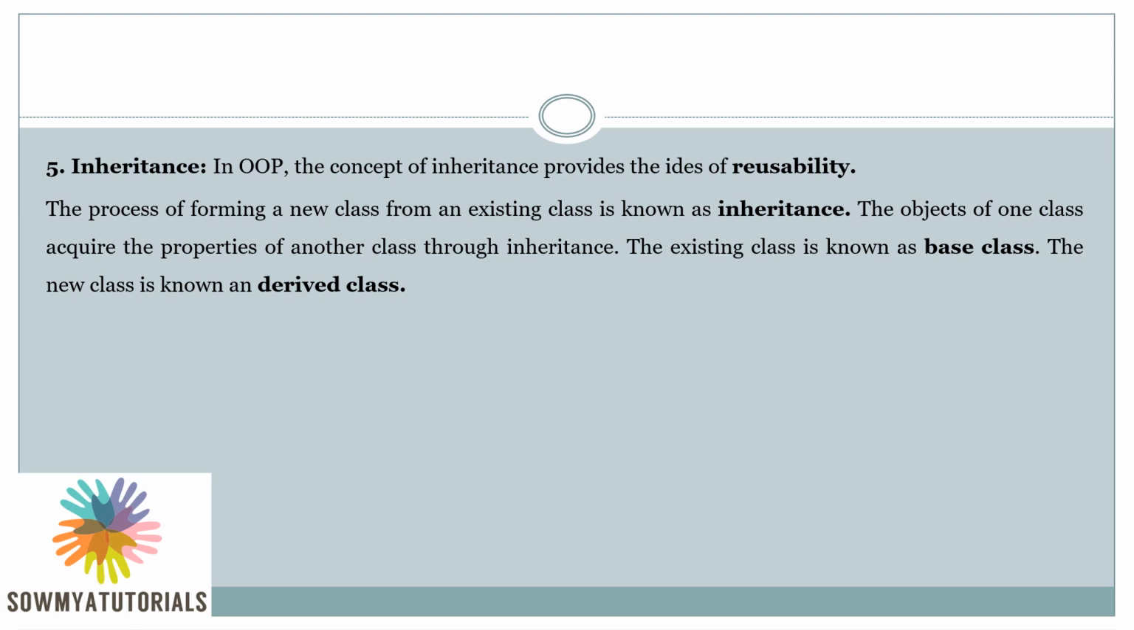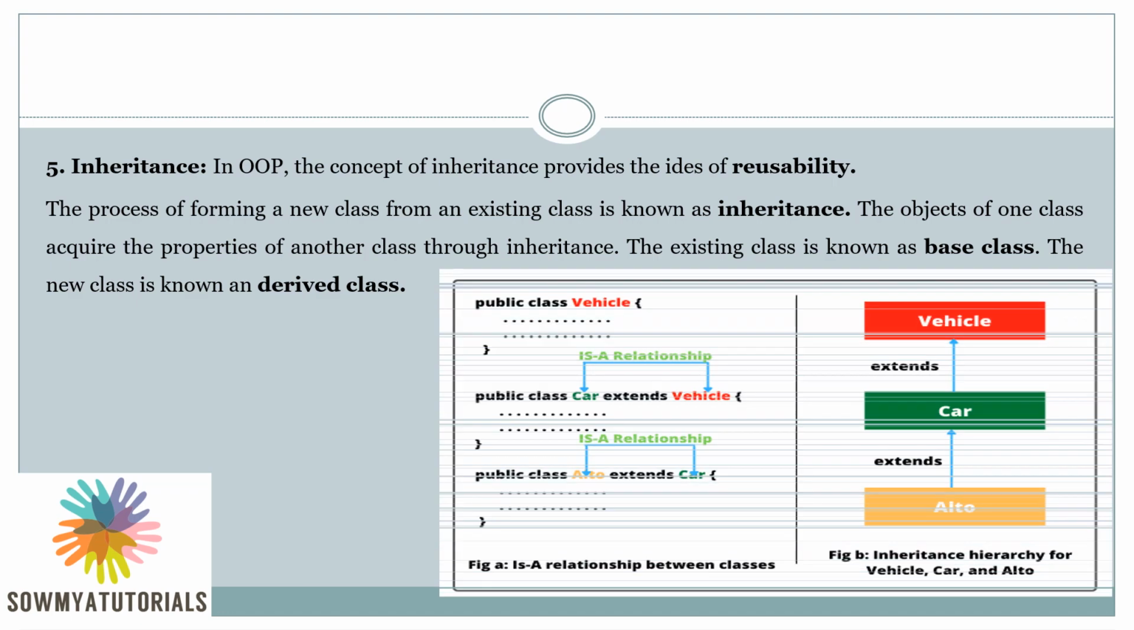It is the process of forming a new class from an existing class. This is called inheritance. An object of one class can acquire the properties of another class through inheritance. The existing class is also called the base class, the superclass, or the parent class. The new class is called the derived class, the subclass, or the child class.